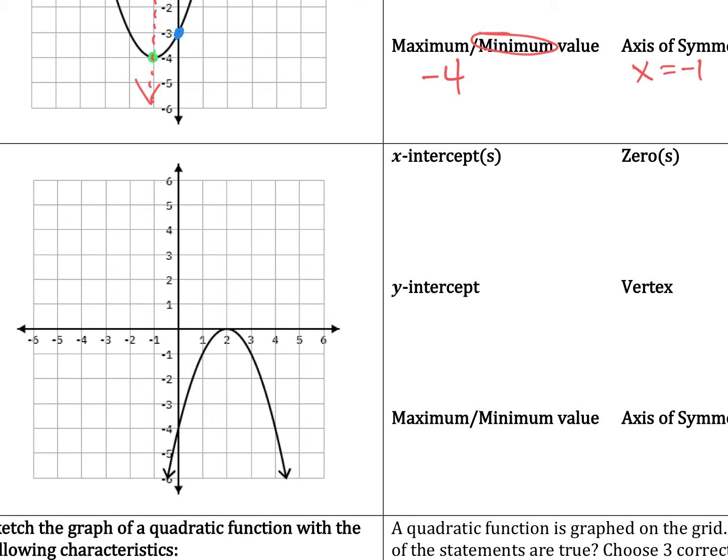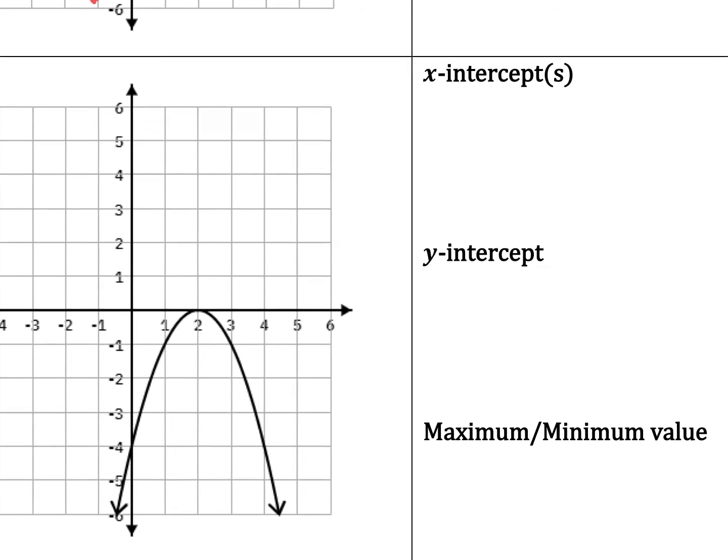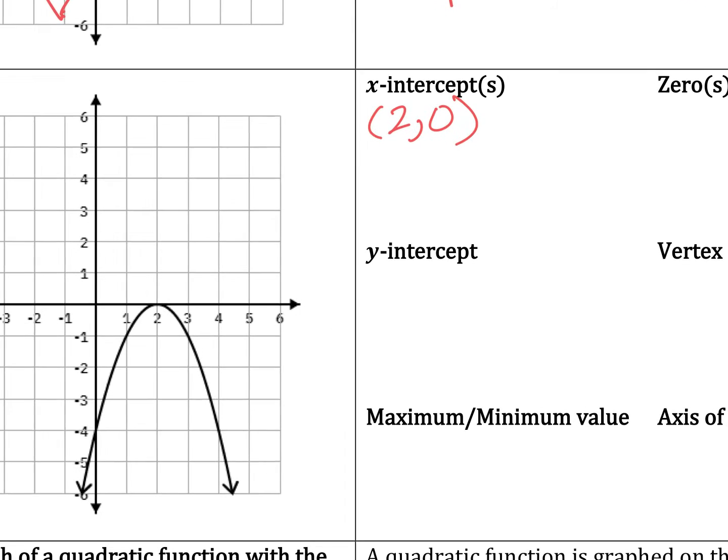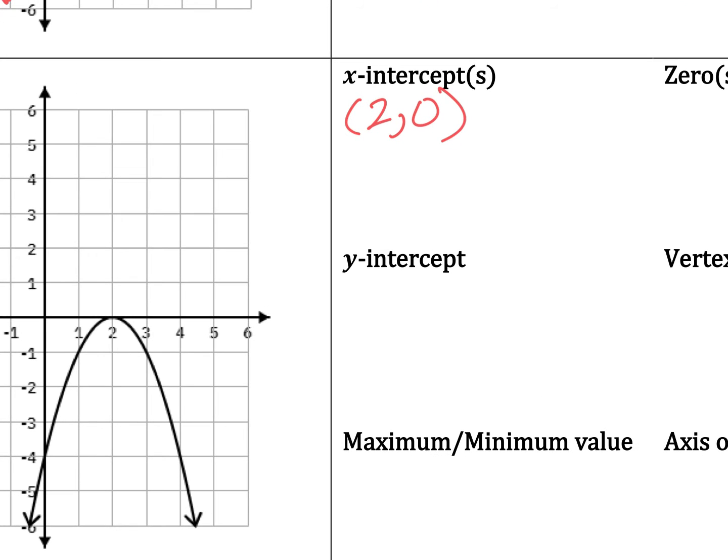See if you can fill in each spot. Your x-intercept, where does it cross? Where does that graph cross or touch the x-axis? At +2. So it will be (2, 0) would be my x-intercept. All right, so it only crosses or touches at one spot, right? So that's my only x-intercept.